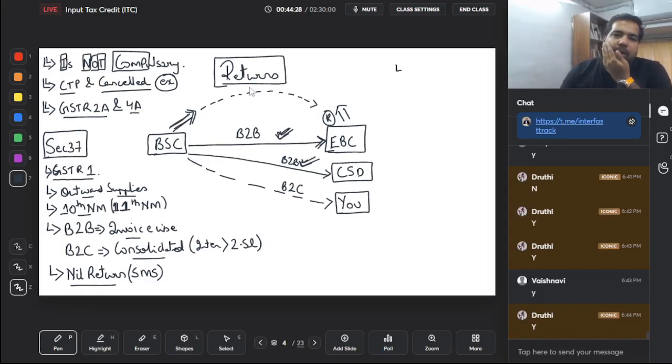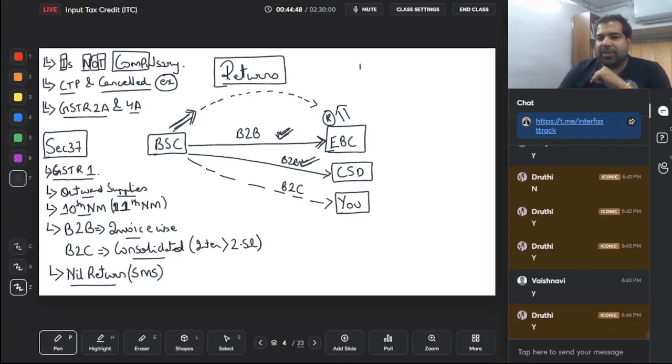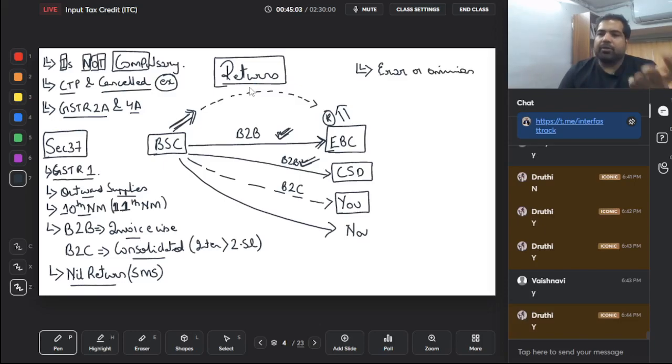Next, guys, what if you realize that you forgot to put one supply? You've already filed your return and you forgot to put one supply. Can you go back and change the return? No guys, because your return has an impact on other people's ITC. So you cannot go back and change. What you can do is, if you realize that you've forgotten one supply in the month of November, then whichever month you discover that error or that omission, in that month's return you can include it.